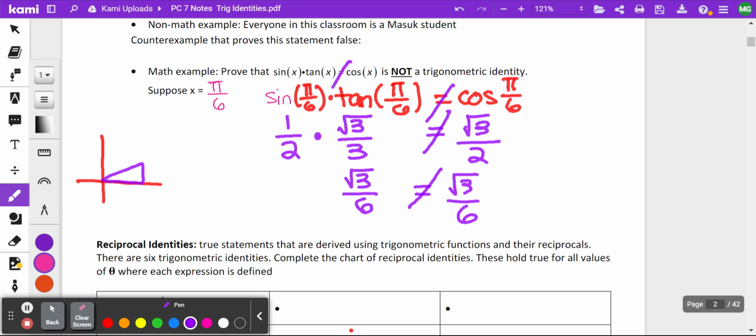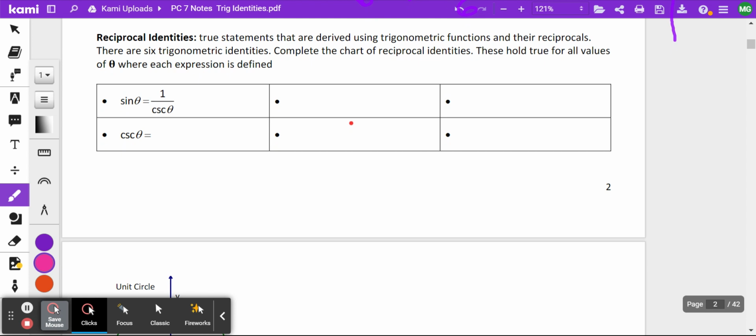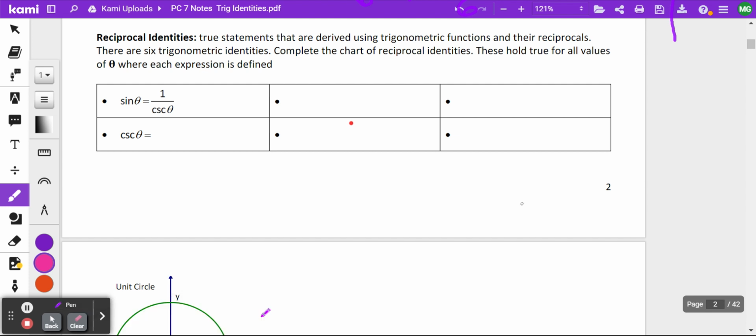To be honest, we're not going to be working with that so much. What we're going to be working with will be statements that actually are trig identities. So let's take a look at the bottom. We already know six trig identities because you, of course, know your reciprocal identities. So we know that the sine of theta is equal to 1 over the cosecant of theta. Well, that must mean that the cosecant of theta equals 1 over the sine of theta.